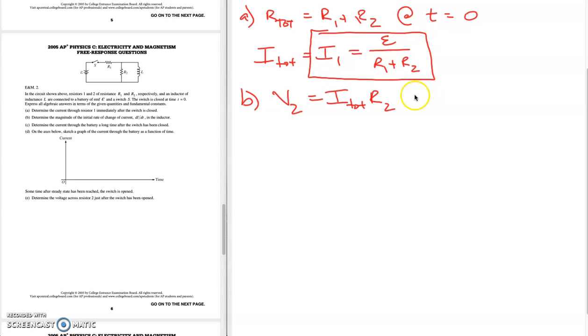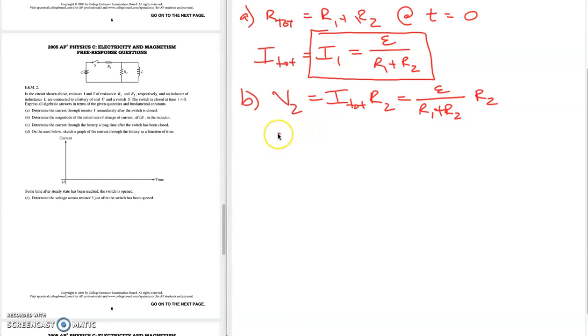So for V2, this will be battery over R1 plus R2 times R2. That's the voltage drop across R2. That's also going to be the voltage drop across the inductor.